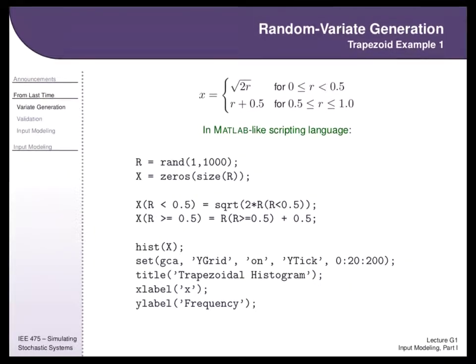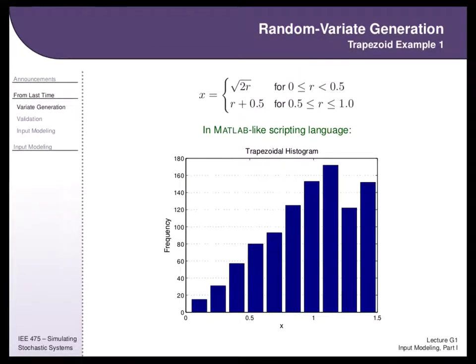If you're in a MATLAB type program, you might do a similar sort of scripting, where I generate a vector of uniformly distributed random numbers between 0 and 1. Then I generate a vector of my samples, where for all of the numbers that I drew that were less than 0.5, I take their square root. And for all the numbers that were greater than 0.5, I add 0.5 to them. Then I end up with a new vector of samples that I can use with a command like hist or histogram. And there you get a histogram in MATLAB.